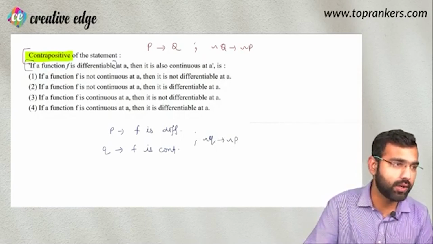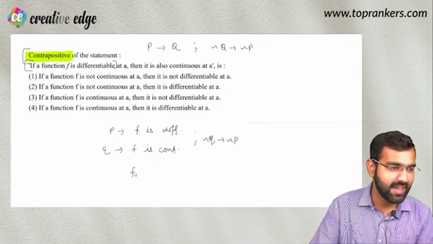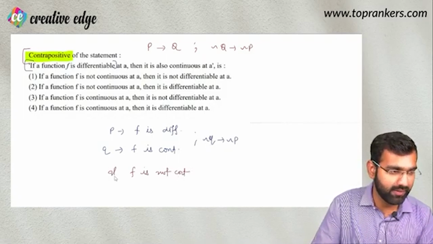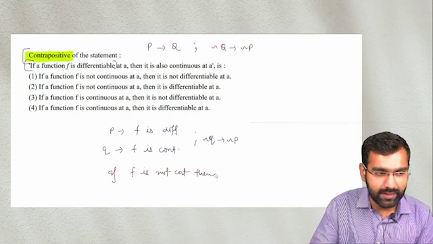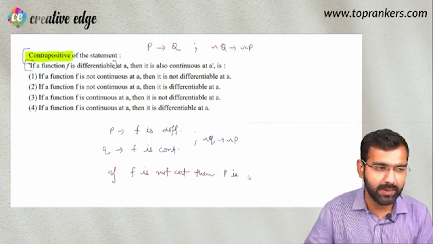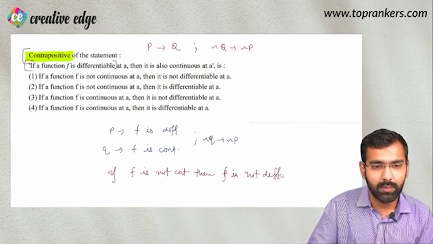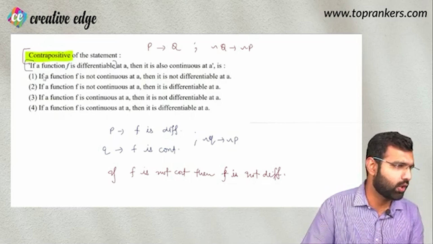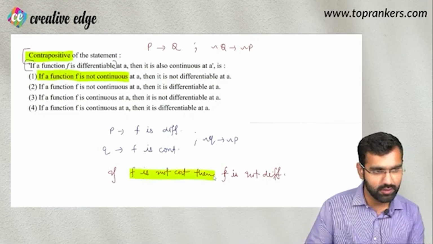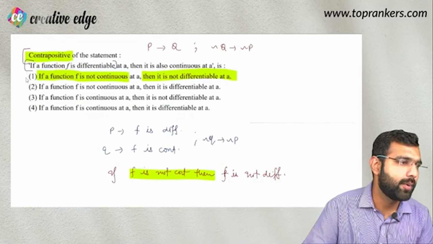On that basis, what you are going to write is negation of q, right? So f is continuous का negation is f is not continuous. So negation of q, if f is not continuous, then p is differentiable का negation is f is not differentiable. और अगर मैं ये ऑप्शन ढूंढने की कोशिश करूँ, so I think option 1, if a function is not continuous at a, then it is not differentiable at a. So that's the correct answer. You should be marking option A.